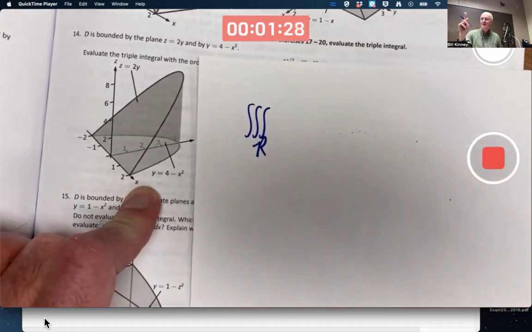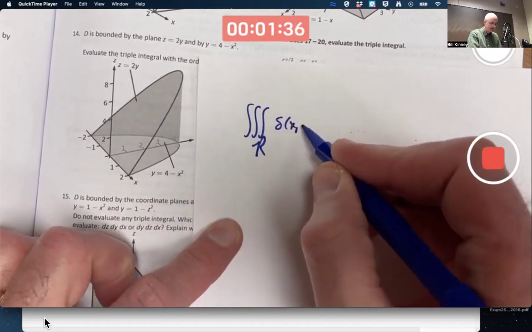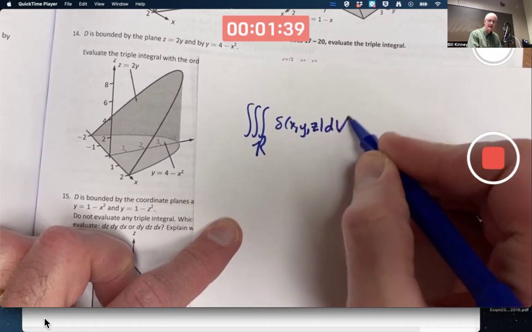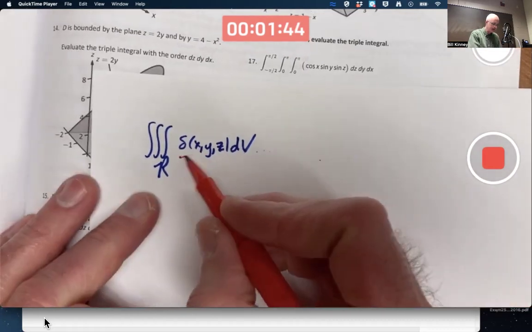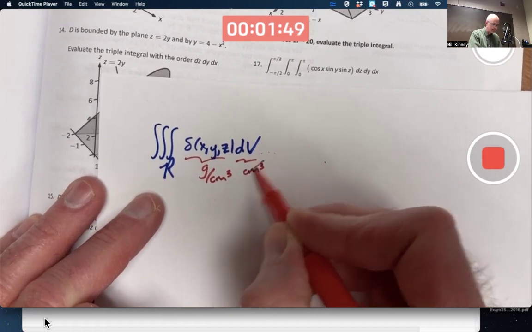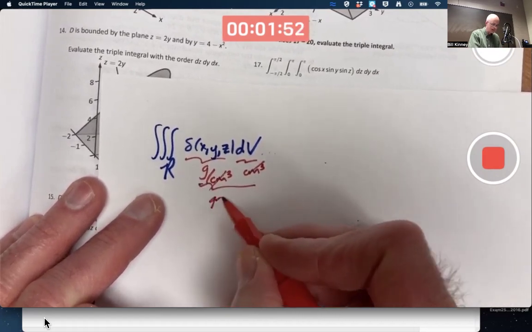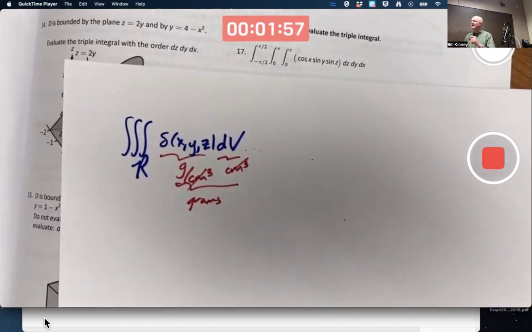But I am going to assign one center of mass problem due on Friday for a triple integral. So this could be a density function, delta of x, y, z, dV. If it were, for example, a density function in grams per cubic centimeter, this would be in cubic centimeters, giving you a quantity that's in grams. And the integral is just like adding. And so adding up all these tiny contributions to the mass gives you the total mass, is the intuition. But it doesn't tell you how to actually compute it.